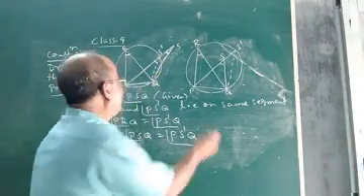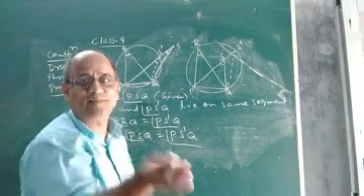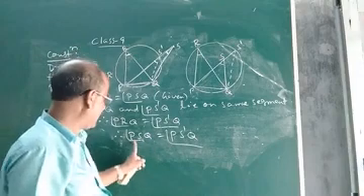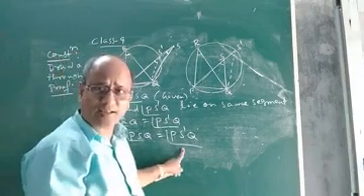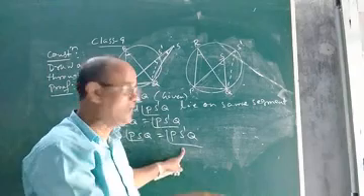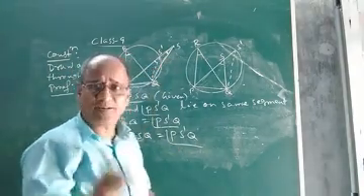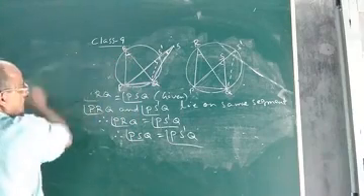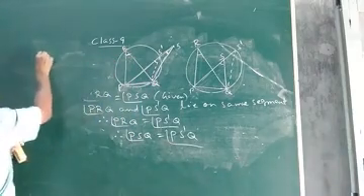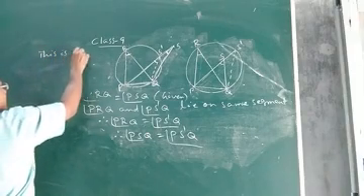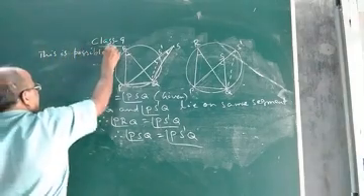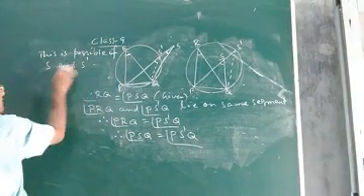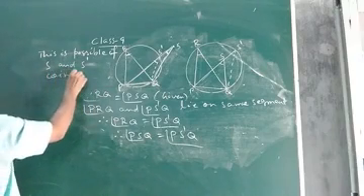Under what condition? If S' and S coincide. If they do not coincide, how would these two angles be equal? This is possible, angle PSQ will be equal to angle PS'Q, if and only if point S and S' coincide. That means, what will be our next step? This is possible if the points S and S' coincide with each other.